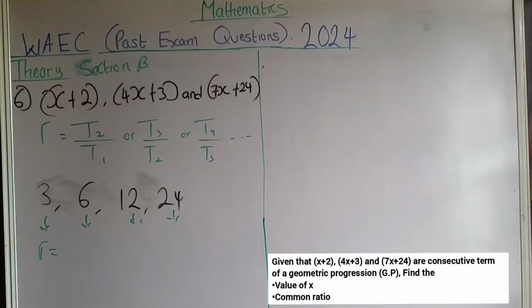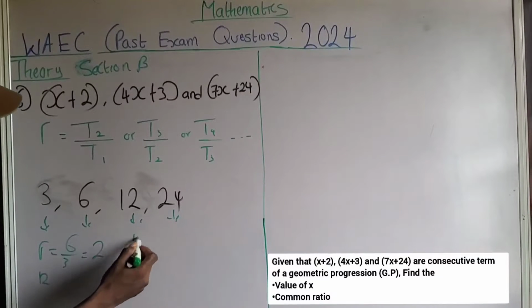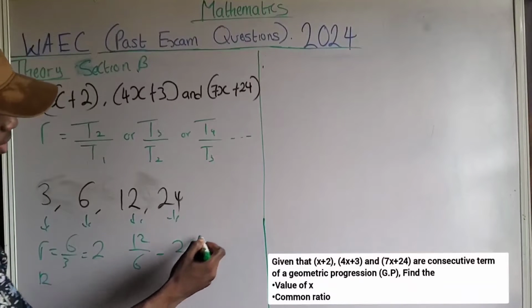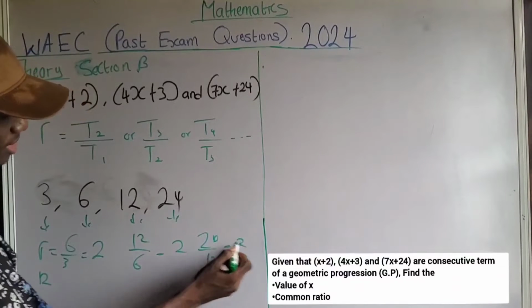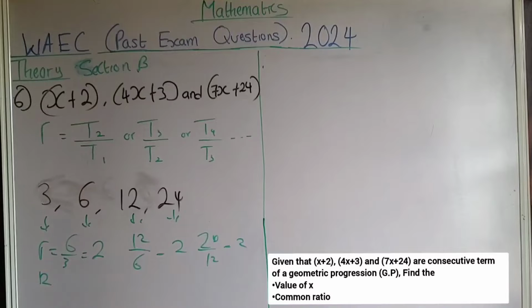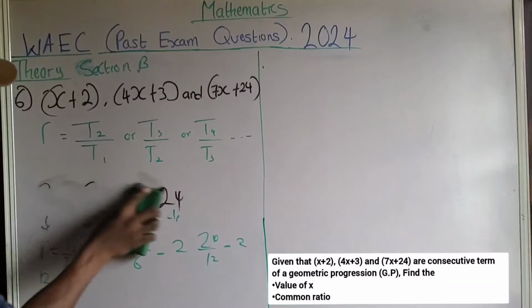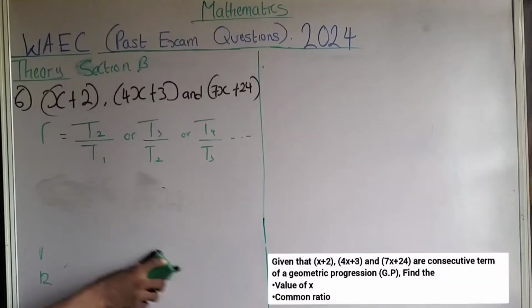So let's check. 6 divided by 3 is what? That is 2, right? 12 divided by 6 is also 2. 24 divided by 12 is 2. You can see that this is a geometric progression. Why? Because the successive terms differ by a constant common ratio. Now, back to the question we are given. We can determine the value of x using the ratio formula.